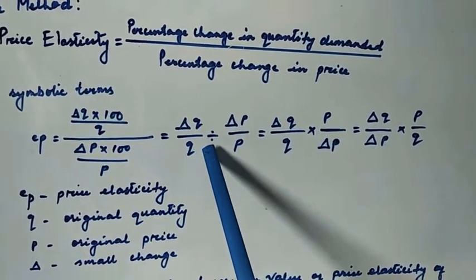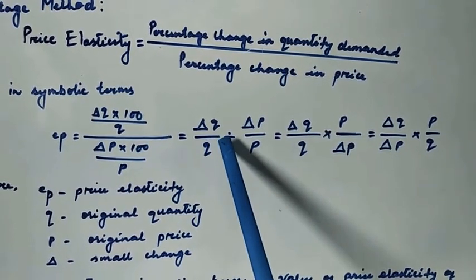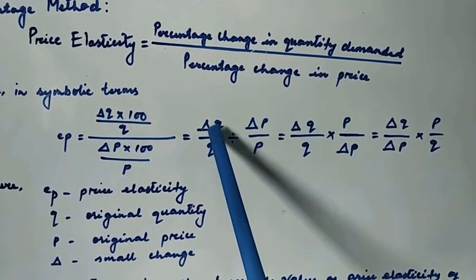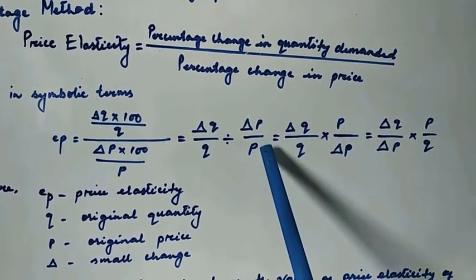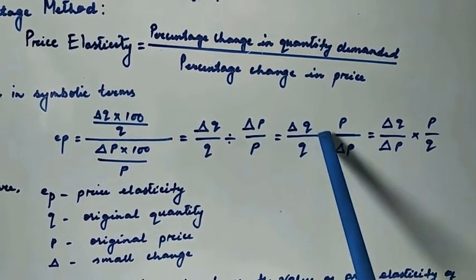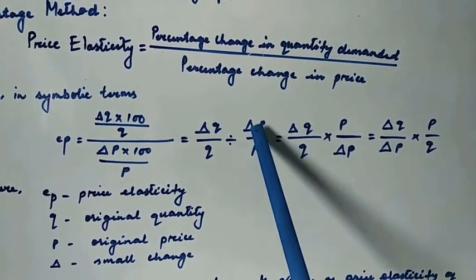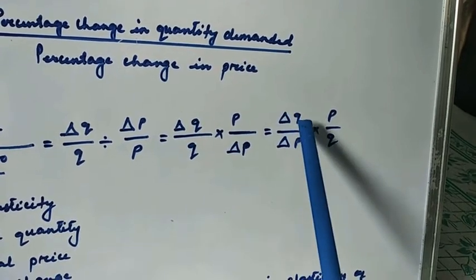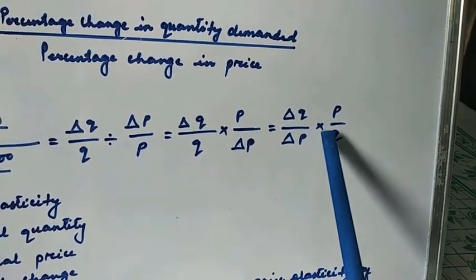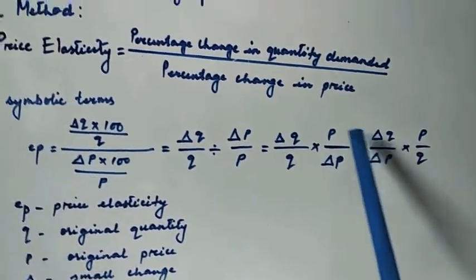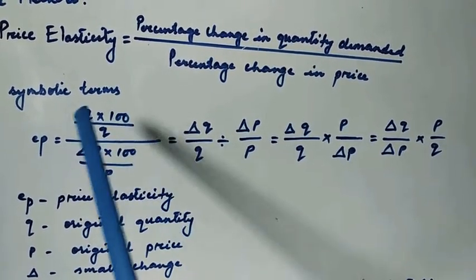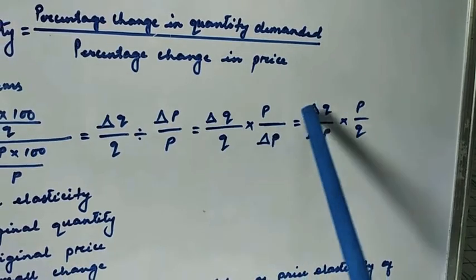So further we can derive it like this. When we make it into a division sign, and then put it into multiplication, this one will go up and this one will go down, and lastly what we have is change in Q divided by change in P into P by Q. So we are just deriving this big formula into a smaller formula.